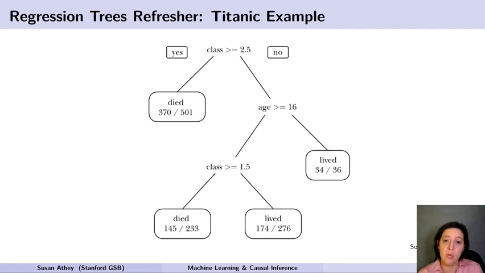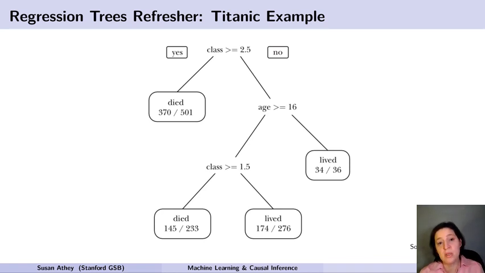So this is a simple way to break up the data into subgroups according to class and age. And just by dividing the data into those subgroups, we can get a reasonably accurate prediction of who lived and who died. Now, I haven't told you yet how this tree was created, just how you interpret it and how you understand the results.